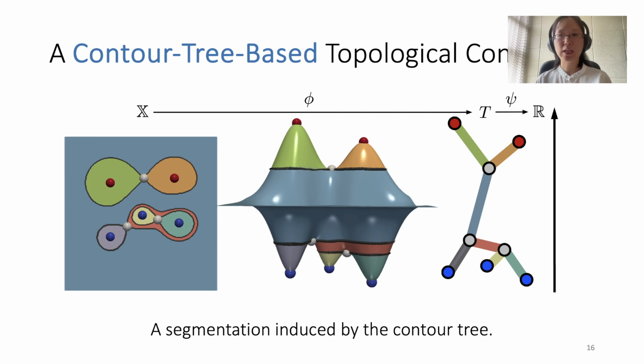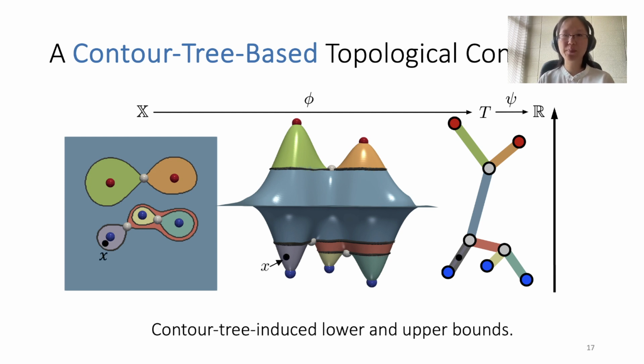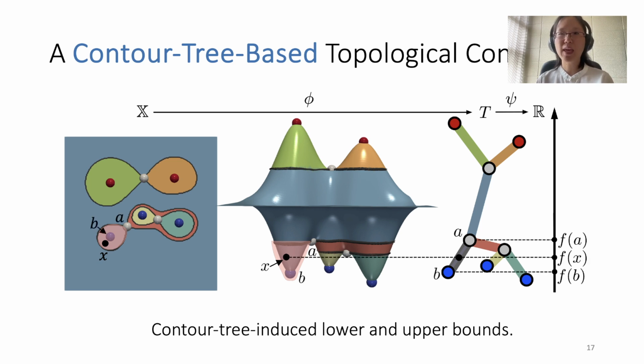A contour tree can induce a complete partition of the original domain. Simply speaking, each branch corresponds to a topological region that maps to it. A regular point from each topological region should be bounded by the scalar values of the endpoints of the corresponding branch. For example, for x from the purple segment, which is now highlighted in pink, has a function value f(x). Its lower bound should be f(b), and the upper bound is f(a). Actually, for all points in the highlighted region, they are all bounded by f(a) and f(b).